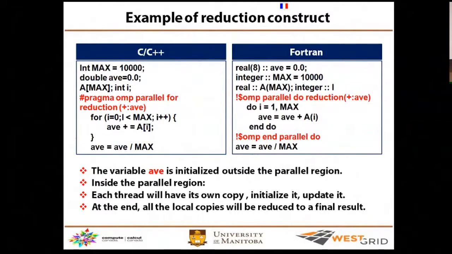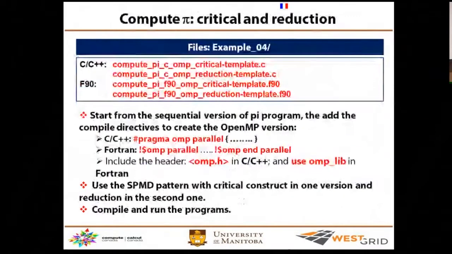So now we can go to the last folder, example 04, and there are some templates you can use. Change them and try. All you have to do is add the directive to create a parallel region and the loops, include the headers and the model. For one template, you can use the SPMD pattern we used previously. In another version, add reduction. And try to compile and run the program.